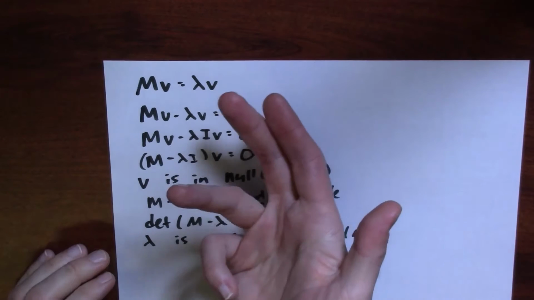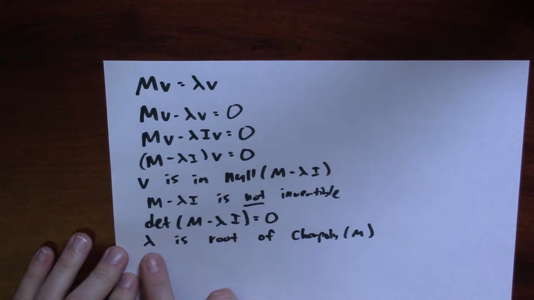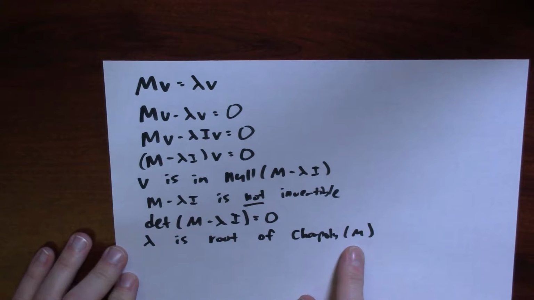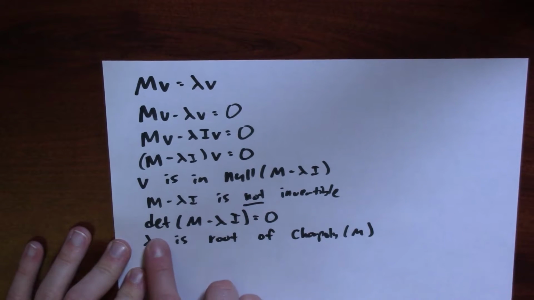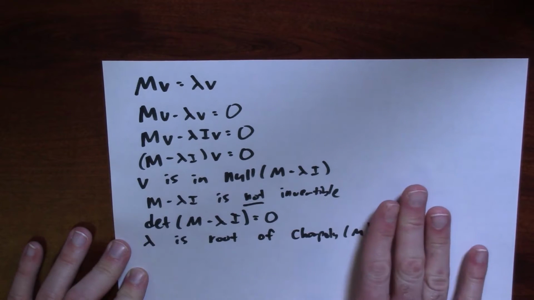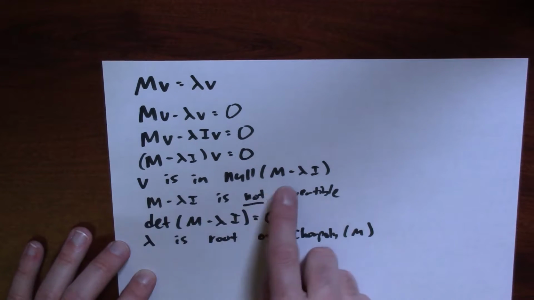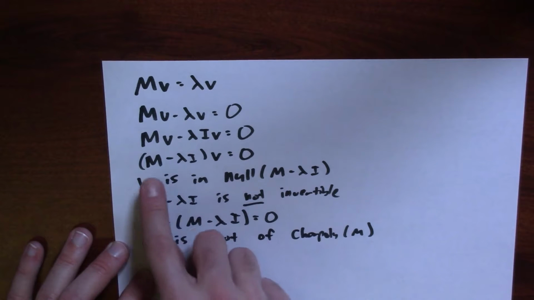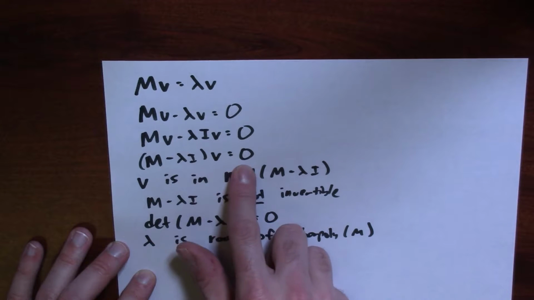And this argument can be reversed. What I mean is that I can run this argument exactly backwards. I can start at the bottom and end up at the top. I can begin with lambda being some root of the characteristic polynomial of this square matrix M, and lambda being a root means that the determinant of M minus lambda times the identity matrix vanishes. Now, if this determinant is equal to 0, that means that this matrix is not invertible. But this is a square matrix which isn't invertible. That means I can find some non-trivial vector v in its null space. That means that I can find a solution to this equation for some non-zero vector v: M minus lambda times the identity times the vector v is the zero vector.